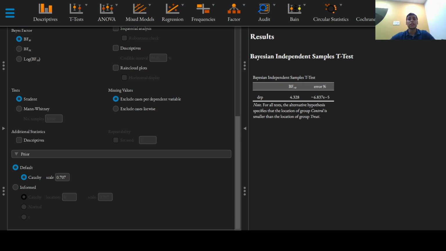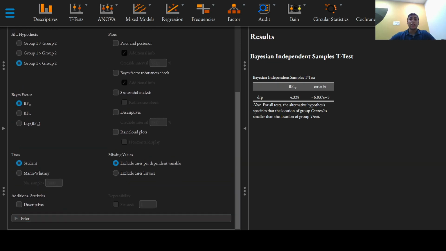The prior is described by a Cauchy distribution centered around 0 with a width parameter or a scale of 0.707 or 1 over root 2. This corresponds to a probability of 50% that the effect size lies between negative 0.707 and positive 0.707.